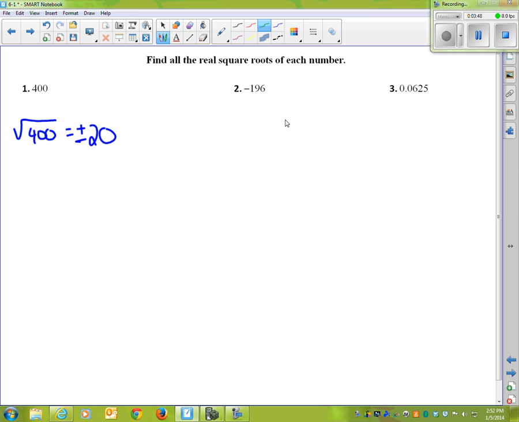Number 2, the square root of negative 196. Well, this is a negative number. I'm talking about an even root. There is no real solution. It is imaginary, and that was in a previous lesson. This time we just are looking for the real solutions.